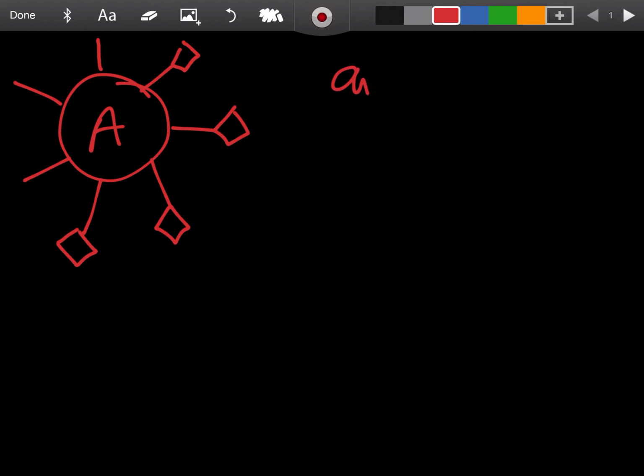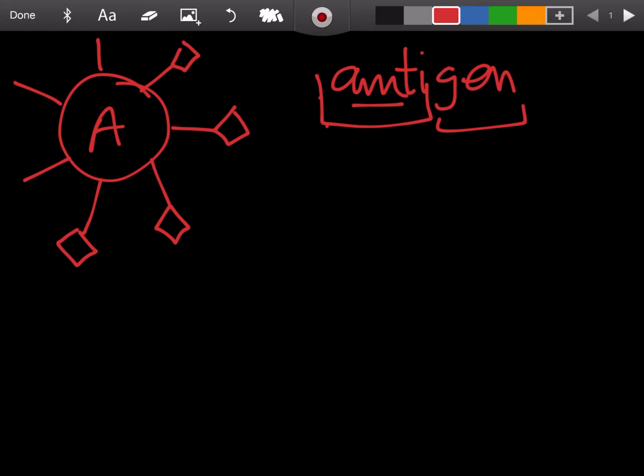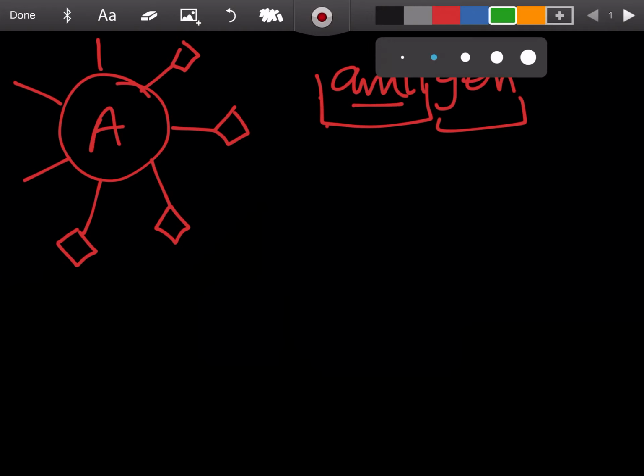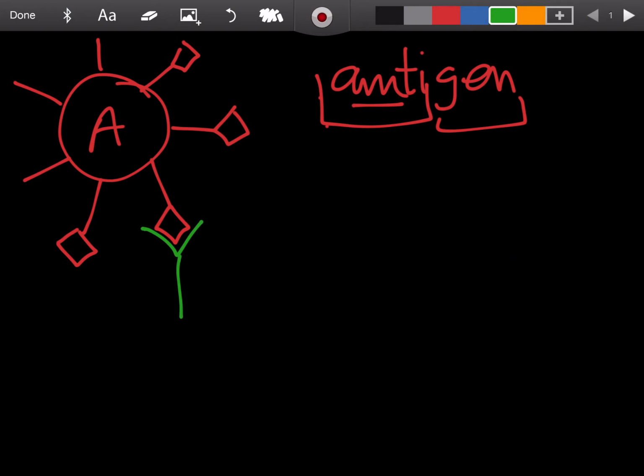Now the word antigen, that's an N, believe it or not. Antigen means antibody generating. Okay, so antibody generating just means something that will elicit an antibody response. So antibodies are things that can neutralize antigens. So they're usually drawn like a Y because that's kind of the general shape.